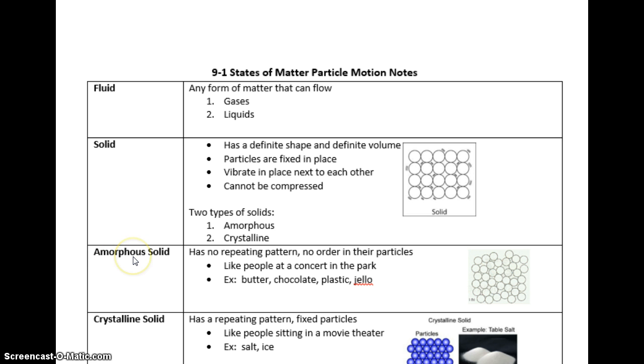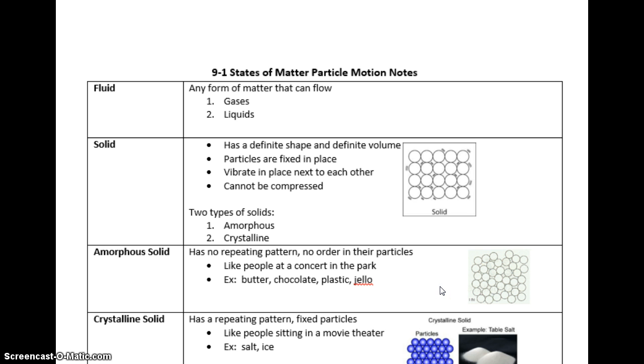Amorphous solid. When we think of amorphous solids, they have no repeating pattern. There's no order to their particles. They're just randomly placed together. You'll want to draw these down too. Look, there's no pattern. They're just kind of squished together. I think of it like morphing. When something morphs, it kind of changes. Well, that's kind of what this one is. It's kind of morphed together.